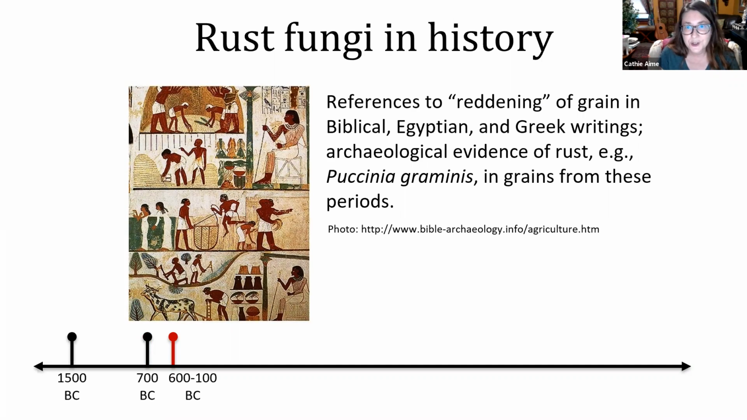Certainly when we get to more current written records, well, still somewhat ancient, but we see references that we believe apply to rust fungi in all sorts of ancient writings, Greek, Egyptian, in the Bible. Most of these seem to refer to wheat rust. And the first actual archaeological records of wheat rust we have date back to about 600 BC in Egyptian times.